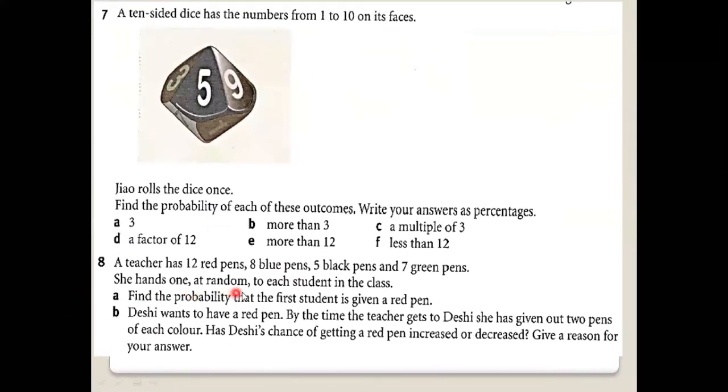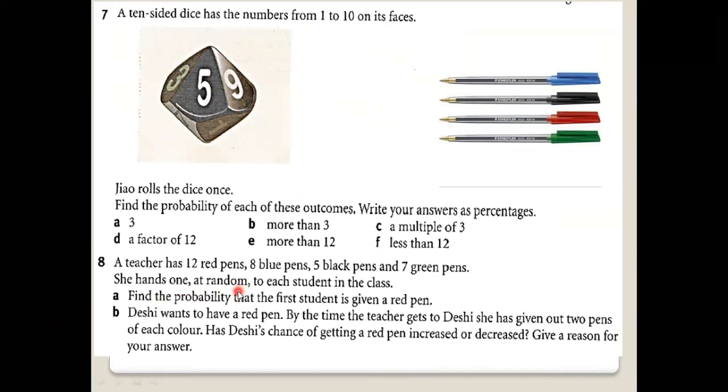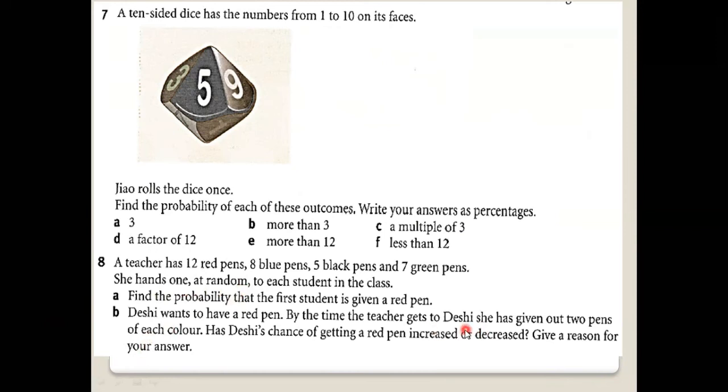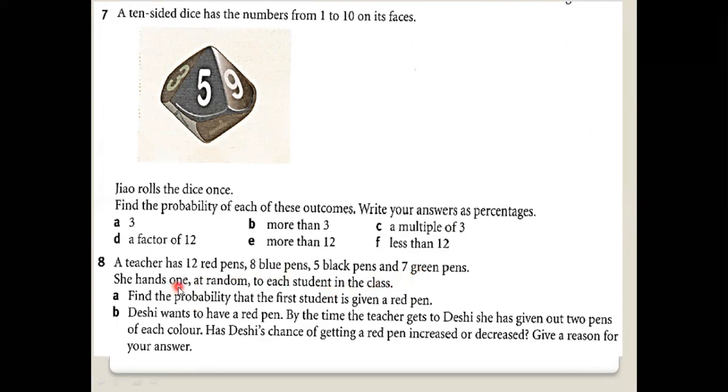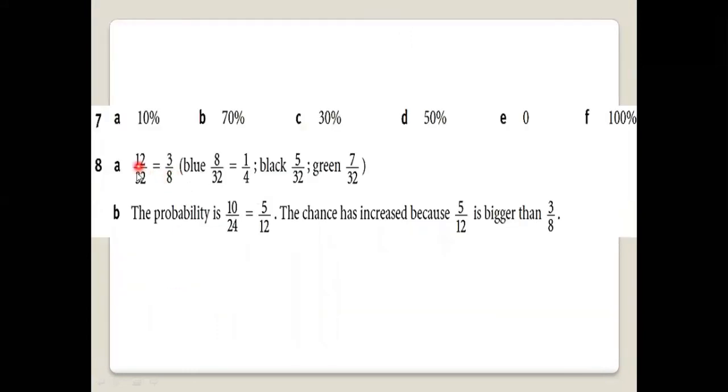A teacher has 12 red pens, 8 blue pens, 5 black pens, and 7 green pens. She hands one at random to each student in the class. Find the probability that the first student is given a red pen. First, what we'll do, we just find the total possibilities. We add all the numbers. So 12 plus 8, that is 20, plus 5, 25, plus 7, that is 32. So out of 32, we just say 12 by 32. If we simplify, 12 by 32 is equal to 3 by 8. So that is our answer.